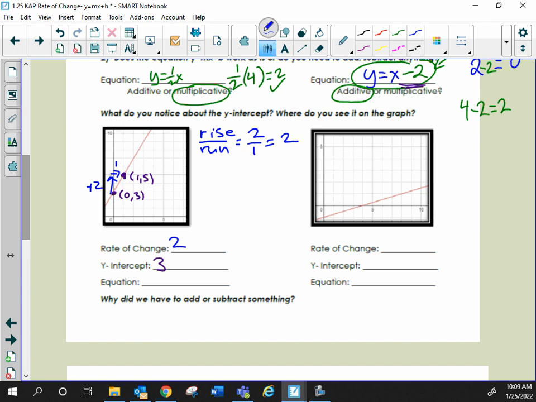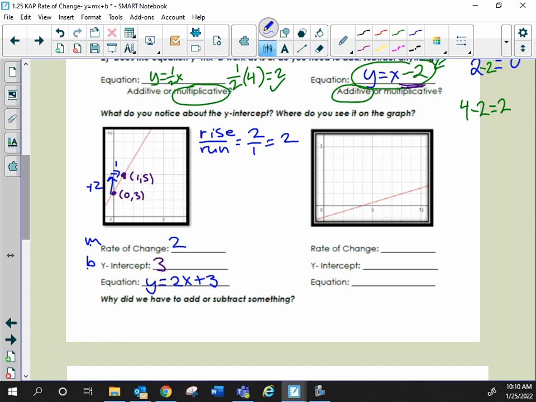So let's plug both of those values into that y equals mx plus b. My rate of change is the same thing as my m. My y-intercept is the same thing as my b. So I'm just going to see if it works out. If I put y equals m is 2, x plus 3, you'll see how I wrote that equation, where I got those numbers.